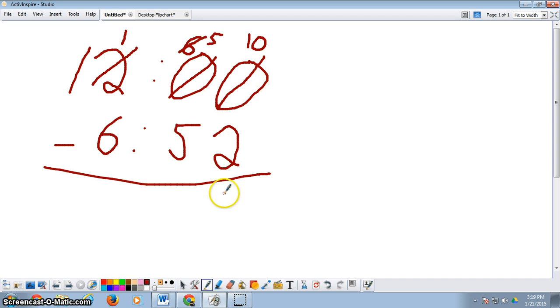So now we can do the subtraction for this. So we have 10 minus 2, which is 8. 5 minus 5, 0. 11 minus 6, which is 5. The next thing that we're going to do is we're going to add in the sunset. Going back to that worksheet, our sunset was 5:54.